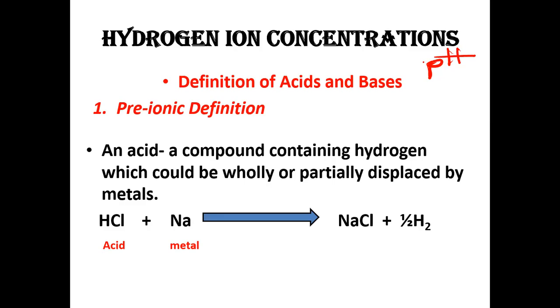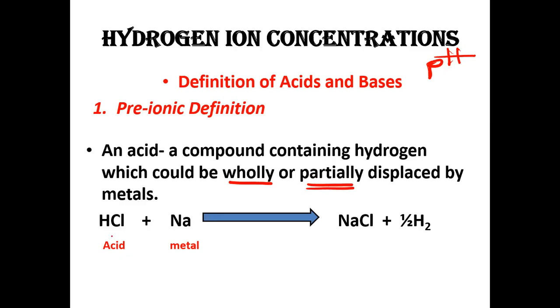So the first one we look at is the free ionic definition of acids and bases. And in this one, we are defining an acid to be a compound containing hydrogen, which could be wholly or partially displaced by metals. So any compound that contains hydrogen, and if this hydrogen is wholly or partially displaced by a metal, then that compound qualifies to be an acid.